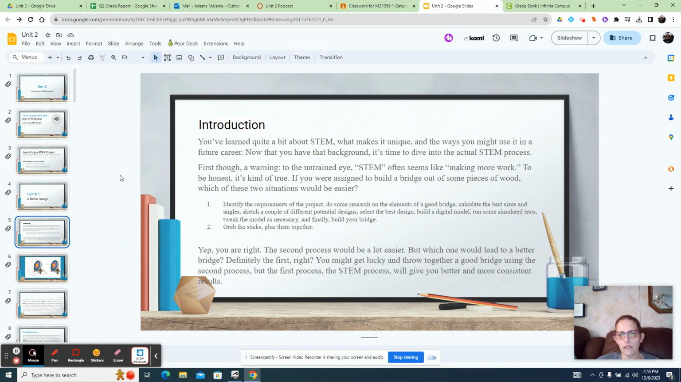The STEM model seems like a lot of work, but it is doing it right the first time or doing it multiple times, right? So some of you are doing it multiple times when you take the test before you do the activities. You're jumping ahead before you know all the information. So it's important to know the information before you just jump into it.